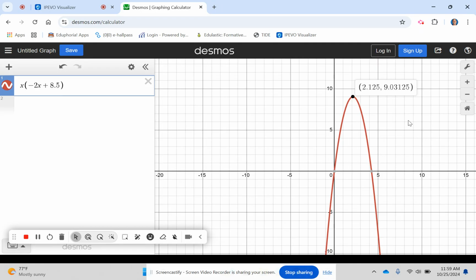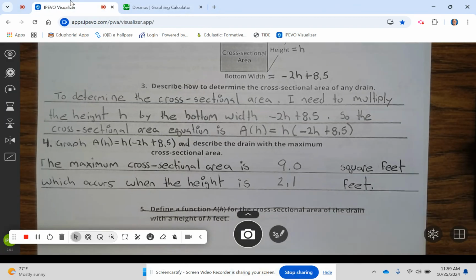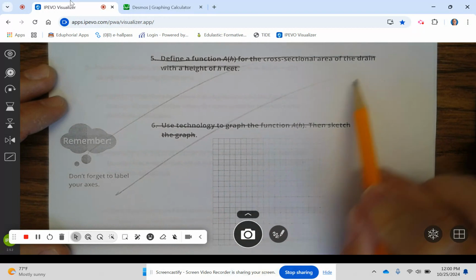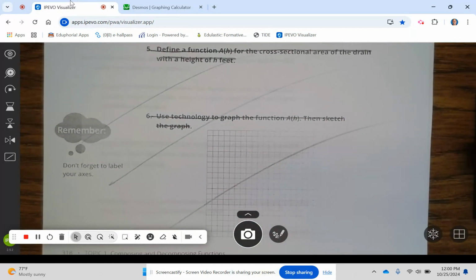which, let's go ahead and round to 1 decimal place. So okay, the maximum cross-sectional area is 9 square feet, which occurs when the height is 2.1 feet. All right. Go ahead and mark out the rest of that page, and let's take a look at the next page.